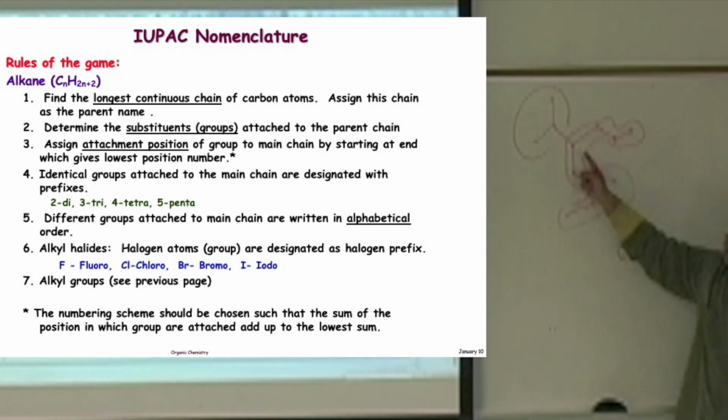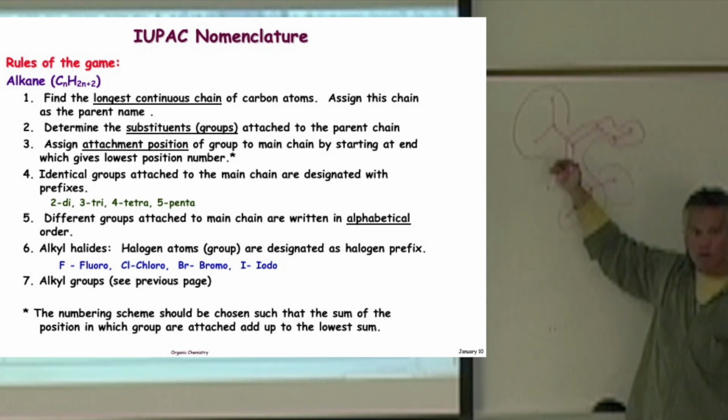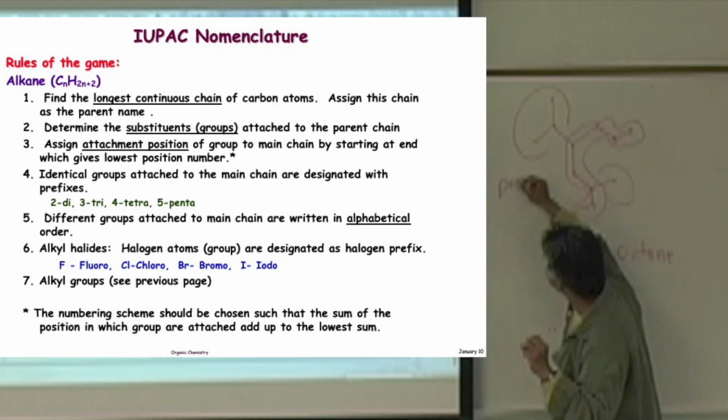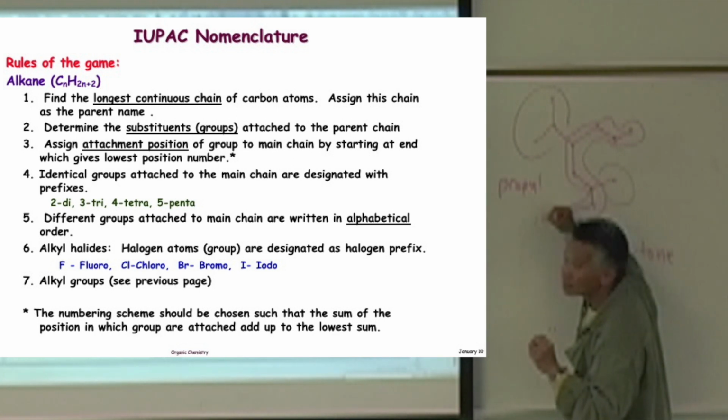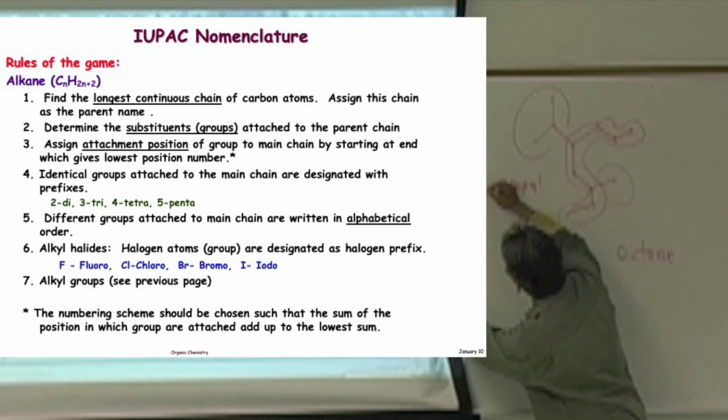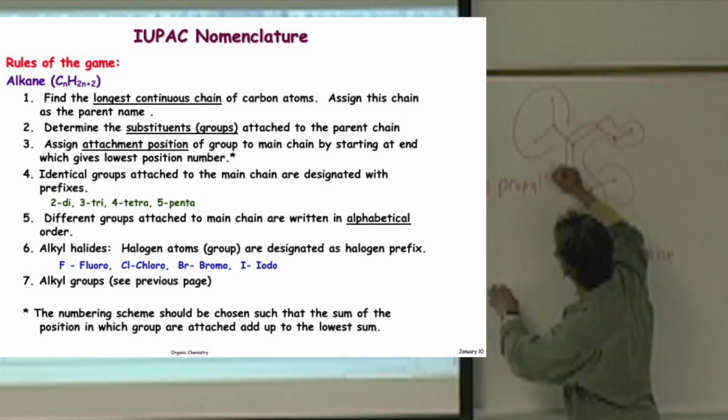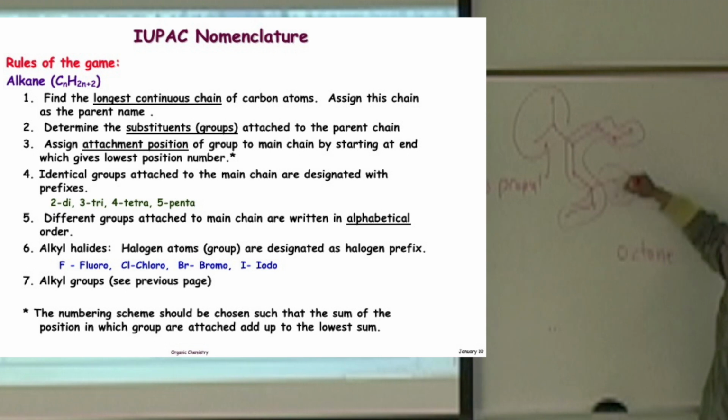Then we circle these guys, because these are groups hanging off. How many carbons on that? So what is it? Pro? You see that Y? So it's isopropyl. So that group right there is isopropyl. How about this? How many carbons on that? So it's methyl. Okay, good.